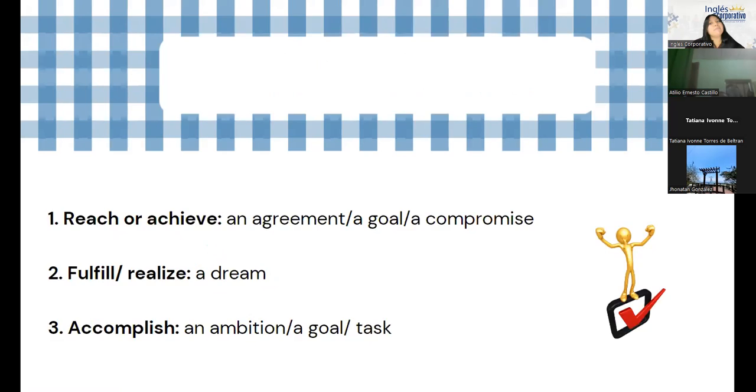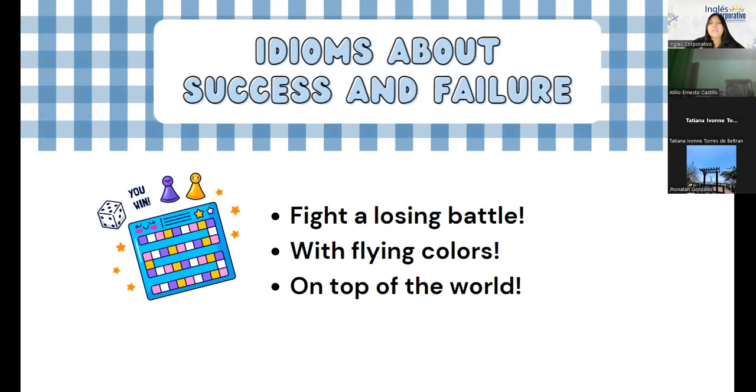So then we also have idioms, right? So what are idioms? It's a phrase whose meaning is different from the way that we write it down, right? Very good. So idioms, guys, are basically sayings, right? And what are sayings? Sayings are just phrases that we use to express different ideas. I mean, in Spanish, we have different idioms. And in English, we do have them as well. So here we have idioms about success and failure. Success means éxito and failure means fracaso. So now we have the first one.